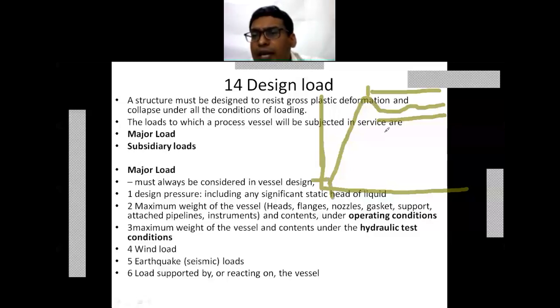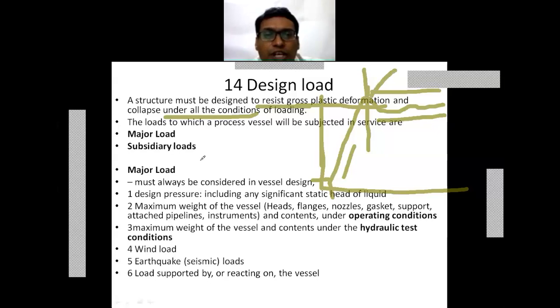So after application of a specific amount of stress, it goes into plastic deformation. The structure must be designed to resist the gross plastic deformation and collapse under the conditions of loading. So the material should be able to regain its original properties. So it should not go beyond this elastic limit.